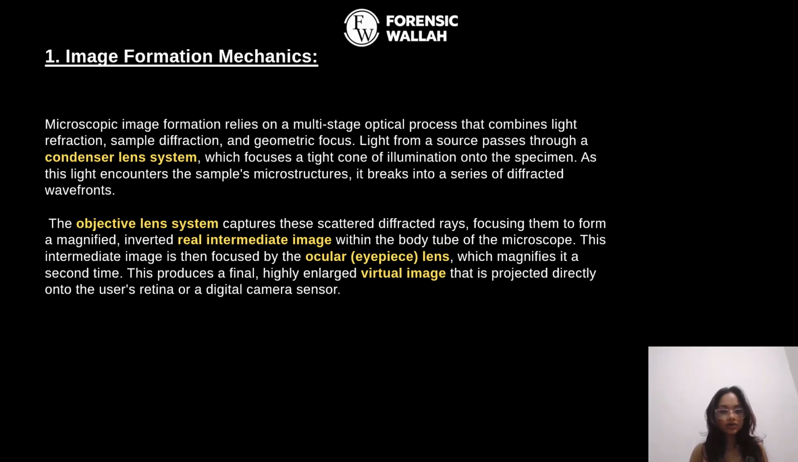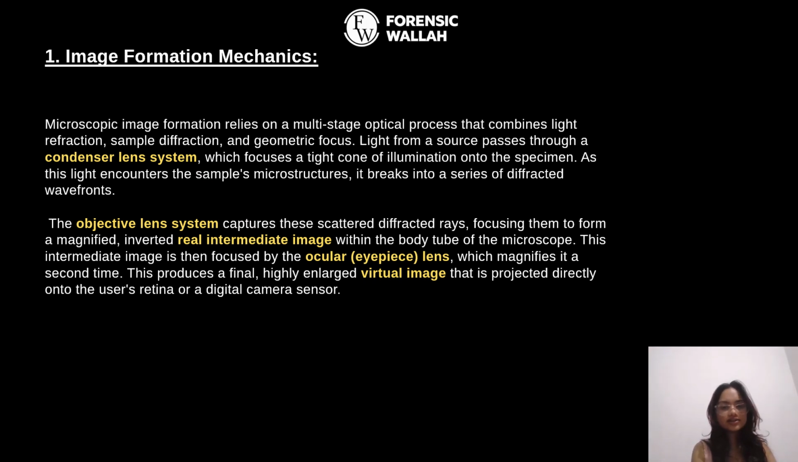Image formation relies on a beautiful combination of light refraction, sample diffraction, and geometric focus. First, light from an illumination source passes through a condenser lens system. The sole purpose of the condenser is to focus a tight, even cone of illumination directly onto the specimen. As the intense light encounters the sample's microscopic structure, it breaks into a complex series of diffracted wavefronts.